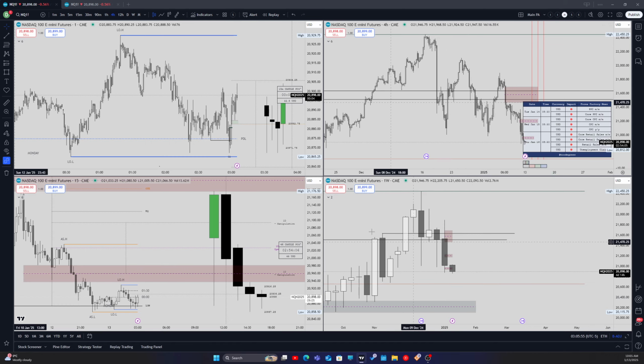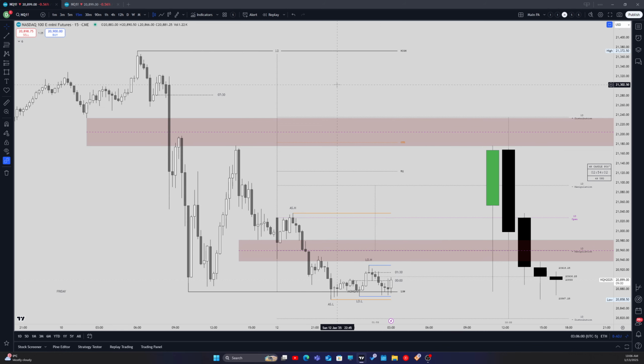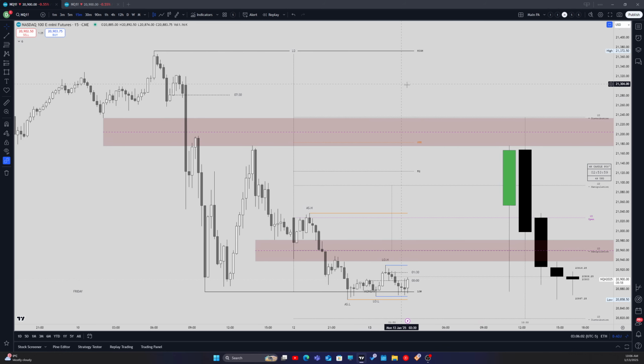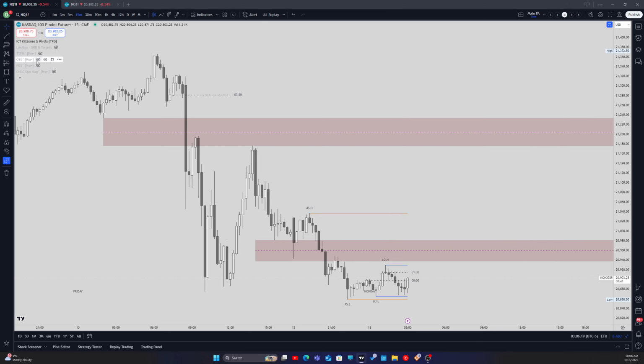Now, moving lower on the 15-minute chart, the 15-minute chart tells us pretty much the same story. I have a lot of indicators here on the chart, but let's turn them off and then look at it one by one. So first of all, I have this OTE indicator.